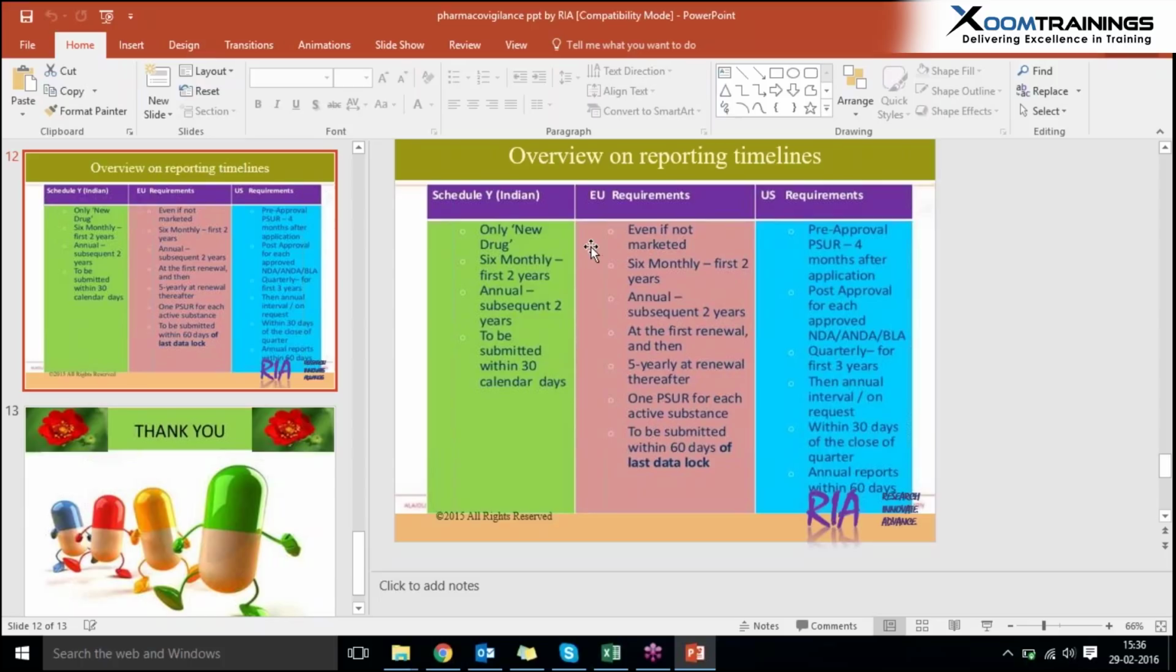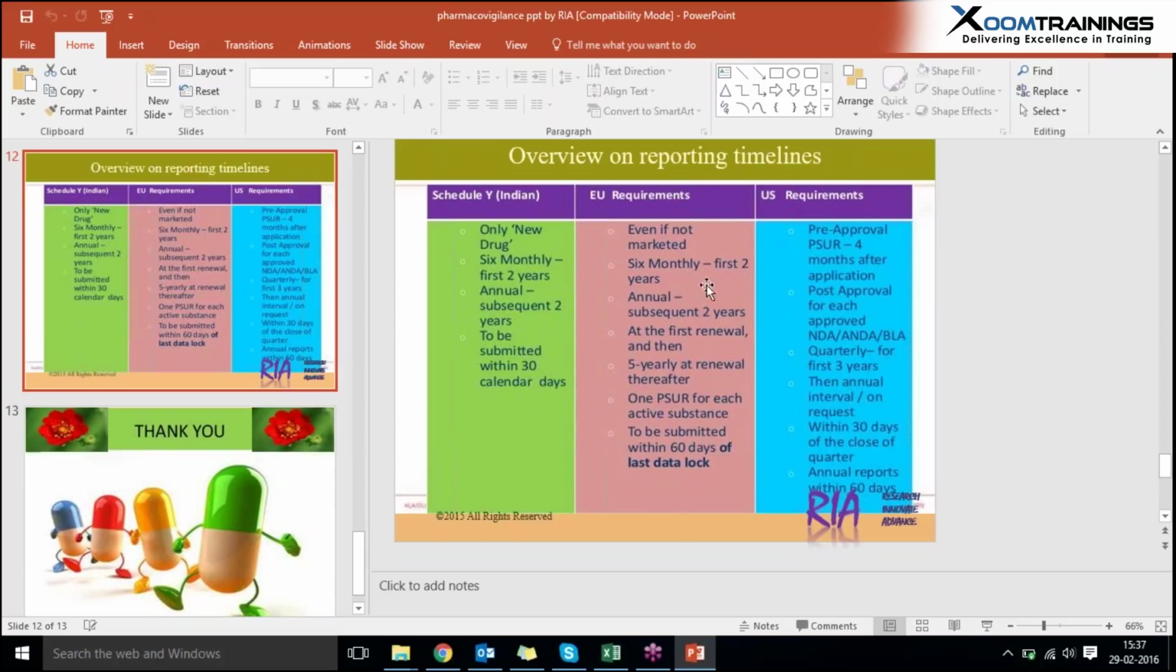So for the first 2 years, you are going to report 4 times. That means every 6 months you are going to report the adverse events. The next subsequent 2 years, reports will be submitted within 30 calendar days. That means every month we are going to report the adverse events information, for a total of 4 years. If you calculate those 4 years, for the first 2 years you will be submitting every 6 months, 4 times. Then for the subsequent 2 years, it will be submitted every month.